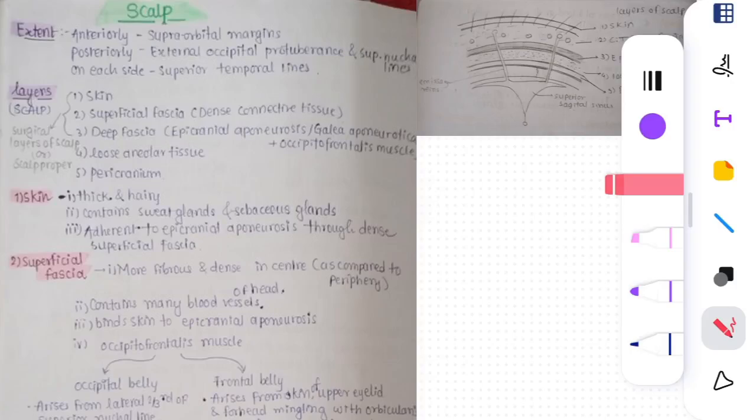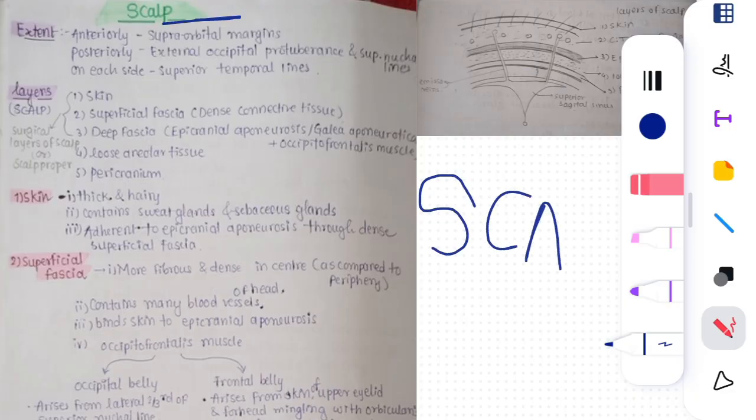Hello doctors, today I have learned scalp. Let me explain. It is a very high yielding university question. So here is one interesting point: the scalp mnemonic is SCALP, the layers of scalp.